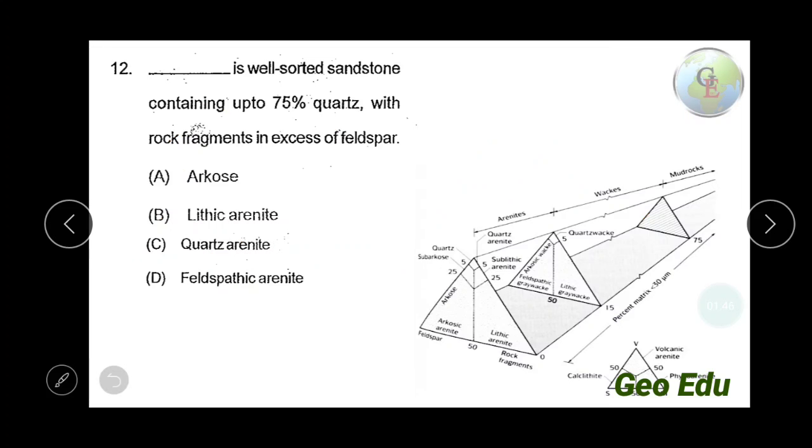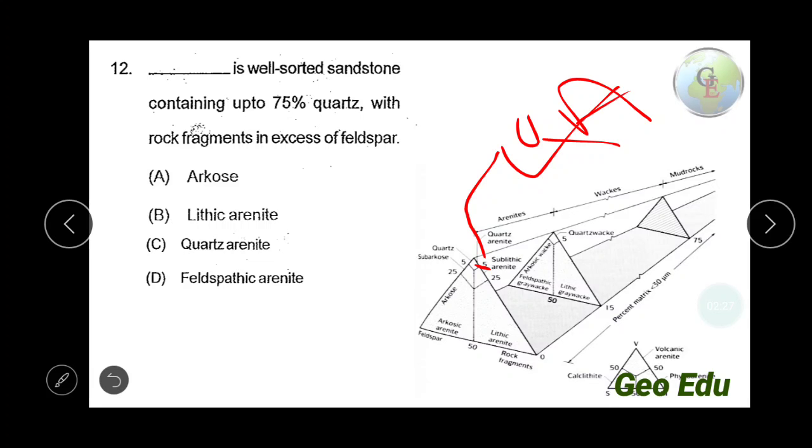Dash is well sorted sandstone containing up to 75% quartz with rock fragments in excess of feldspar. Option A, arkose. Option B, lithic arenite. Option C, quartz arenite. Option D, feldspathic arenite. Here is given the classification of sandstone. As you can see, the first quadrangle consists of 95% quartz and up to 5% feldspar and lithic fragments. This is known as quartz arenite, QA.